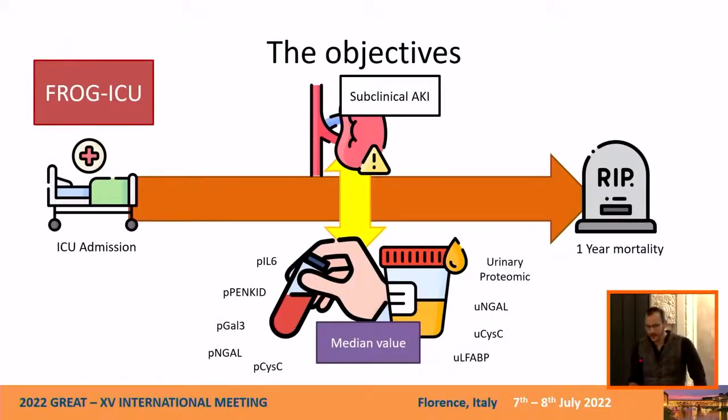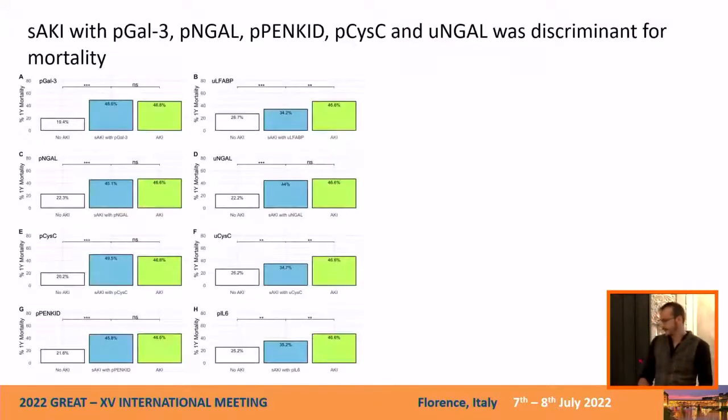You know that we don't know any cutoff of the biomarkers, which biomarker to use, and what is the difference between all the biomarkers. Using FROG-ICU, we have the chance to get 8 different kidney biomarkers at admission. We will use them to assess the correlation with the prognosis, the mortality, of patients with subclinical acute kidney injury.